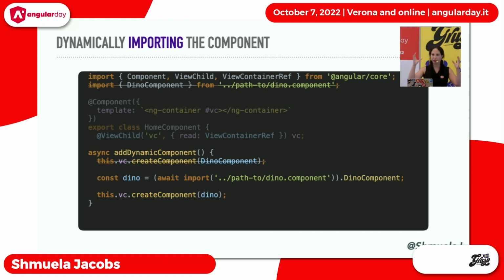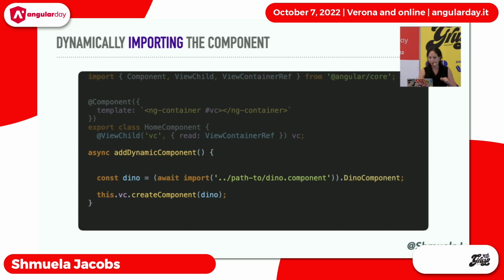And then from there, once you load this file, this JavaScript module, you get the Dino component class itself that you need from there, whatever you exported. And then you create the component. That's it. You use the view child reference and create on it the component. All right. That's amazing, right? That's amazing.